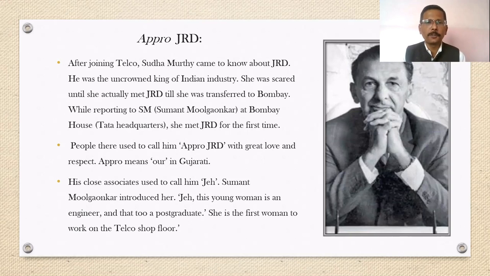Then she came to know that his close associates used to call him J, with the first letter J. And then Suman Mulgaonkar introduced her. "J, this is the young woman. This young woman is an engineer, and that too a postgraduate." Can you imagine that way back in the 70s, a woman had a postgraduate degree in engineering?